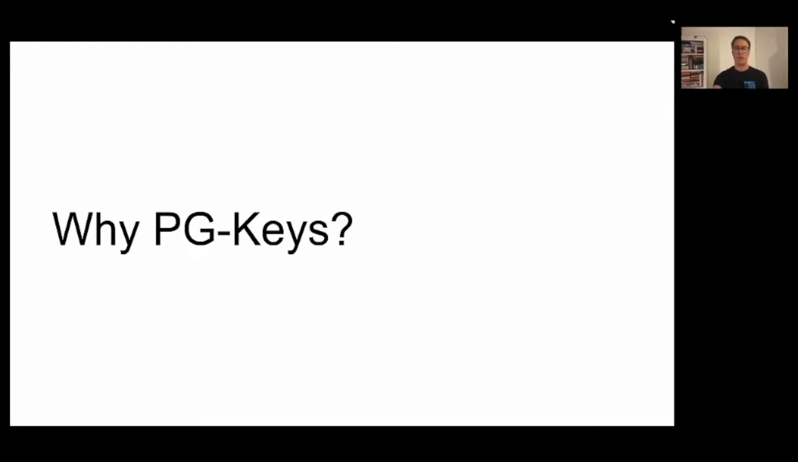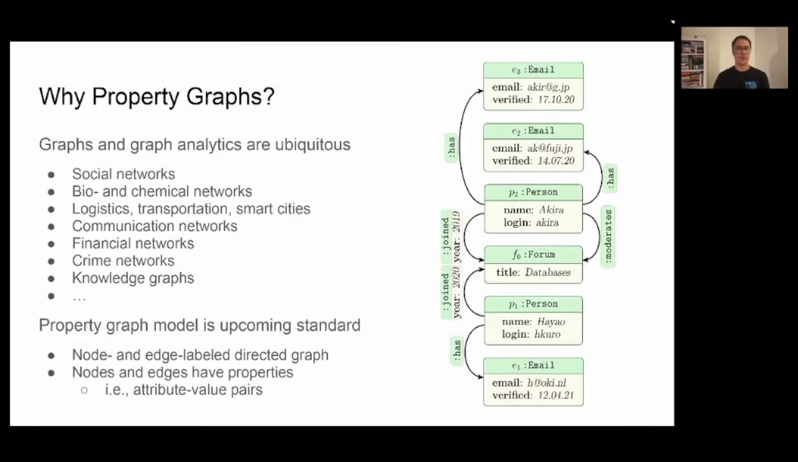So first, why PG Keys? The first part of this question is why property graphs themselves? Graph structured data and graph analytics are increasingly ubiquitous in a wide range of contemporary practical applications. Typically in situations where the interest is on modeling entities and their relationships.